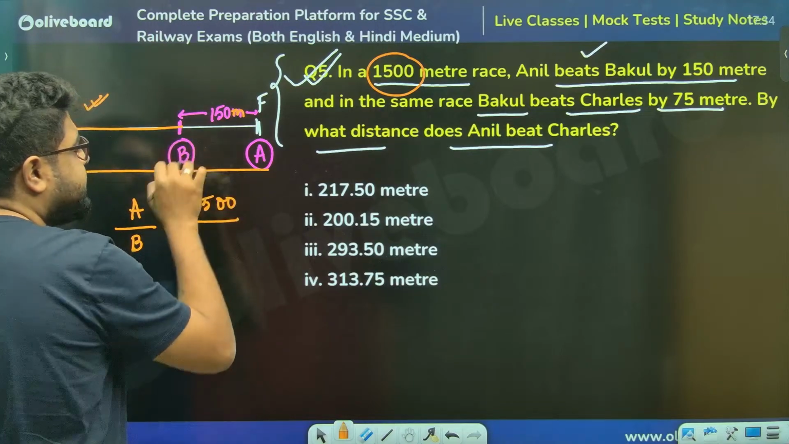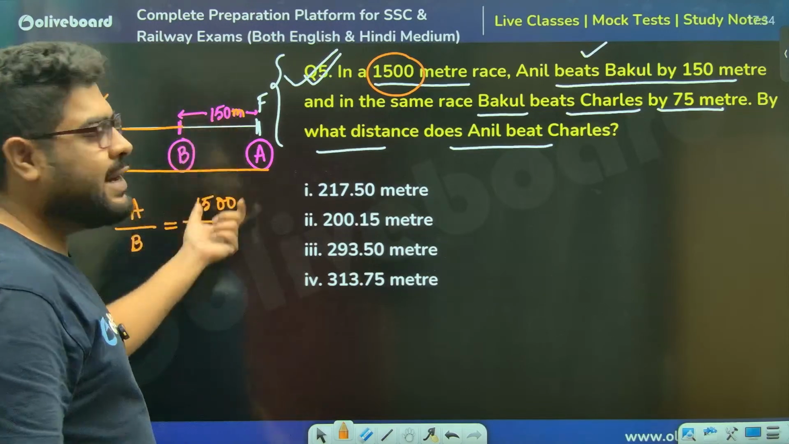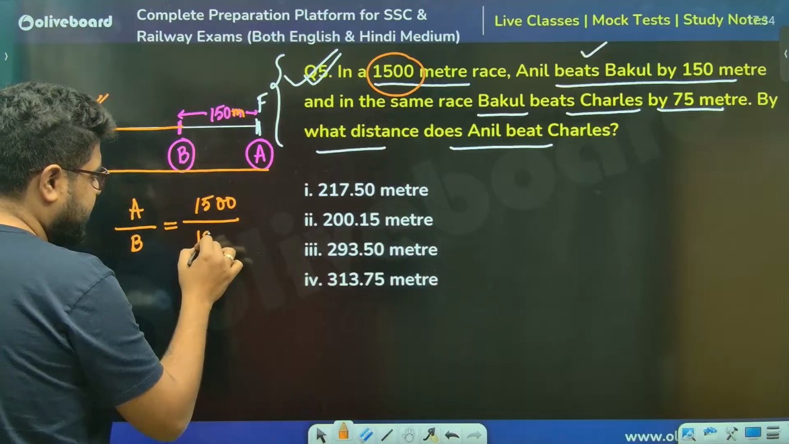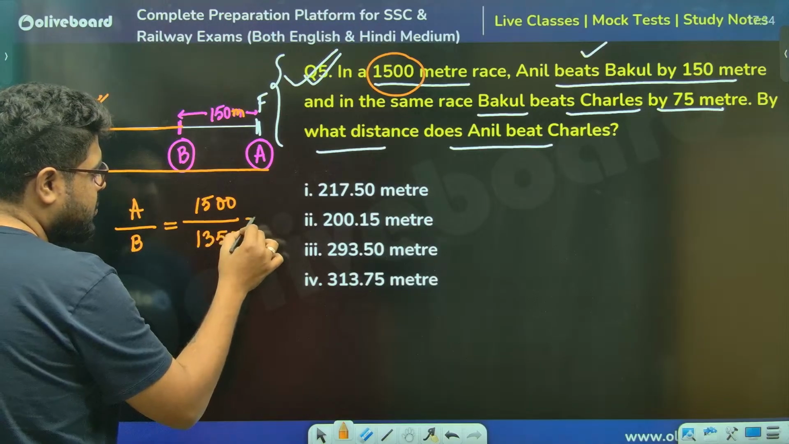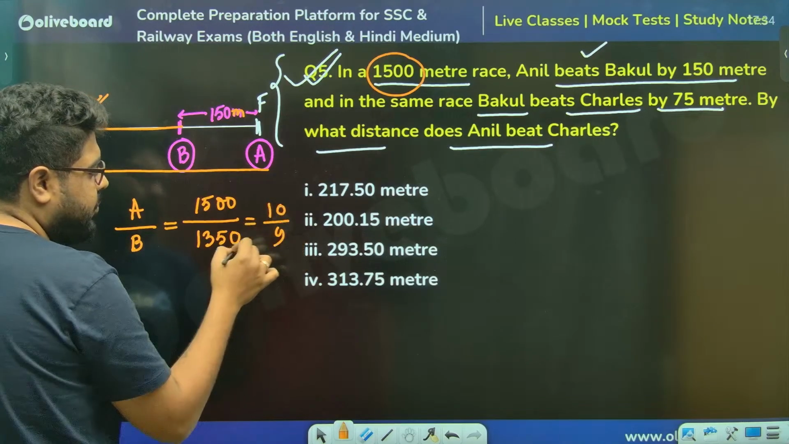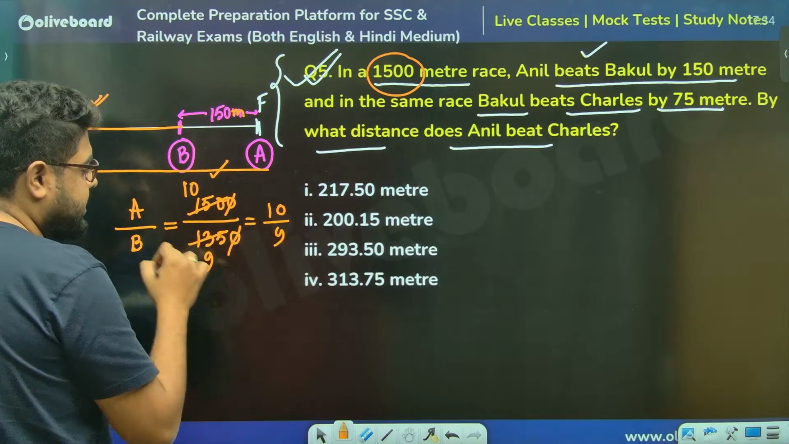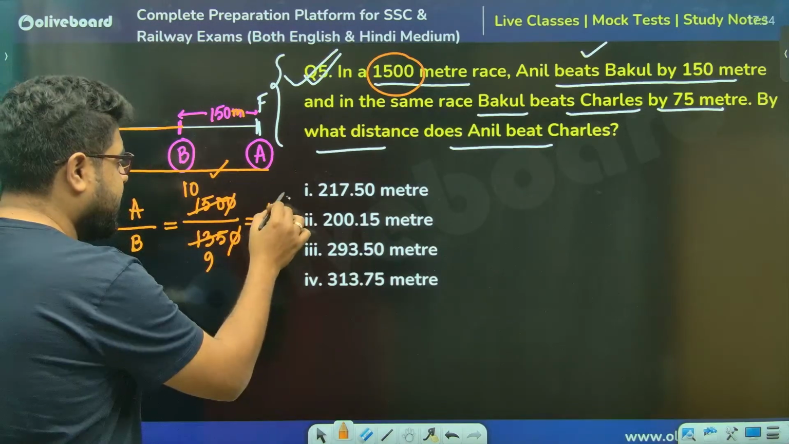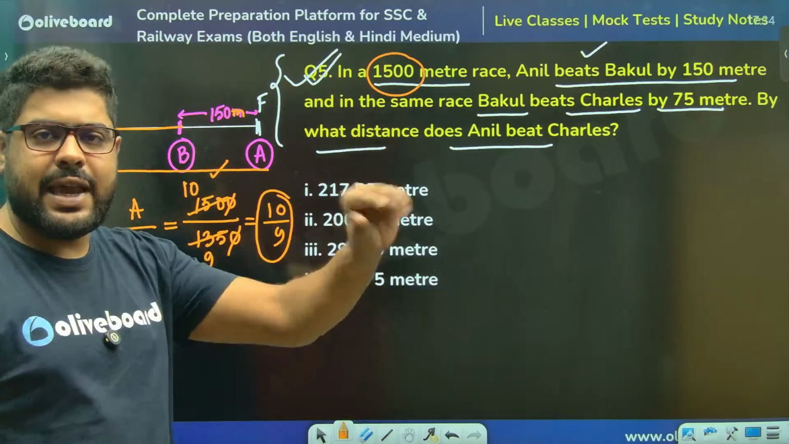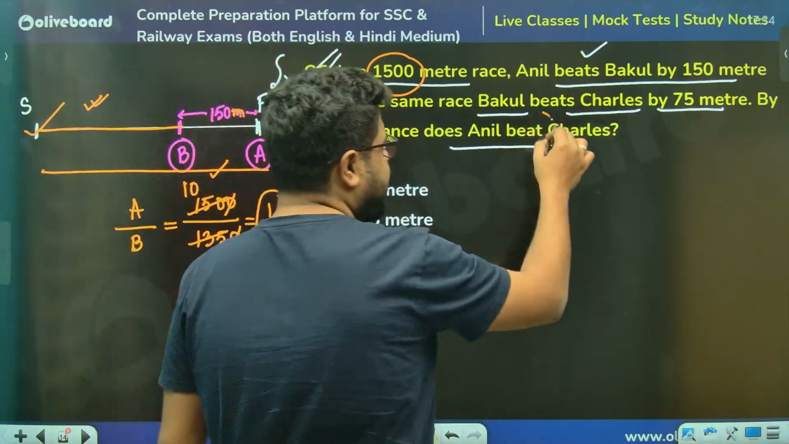But how much distance has Bakul covered? 150 less, meaning only this. So if you do this, 10 by 9 will come. Zero zero gone, 150, 15 tens are this, 15 nines are this. So A by B is 10 by 9. Same way, just write the ratio for this.